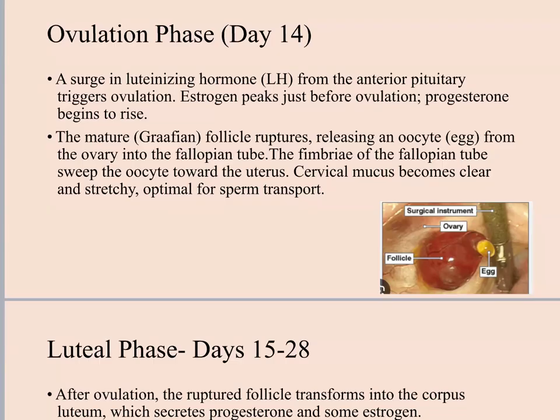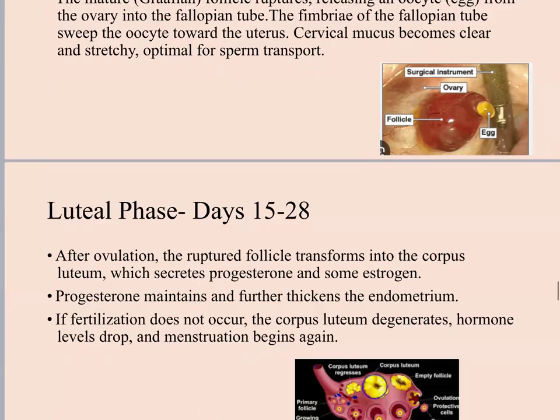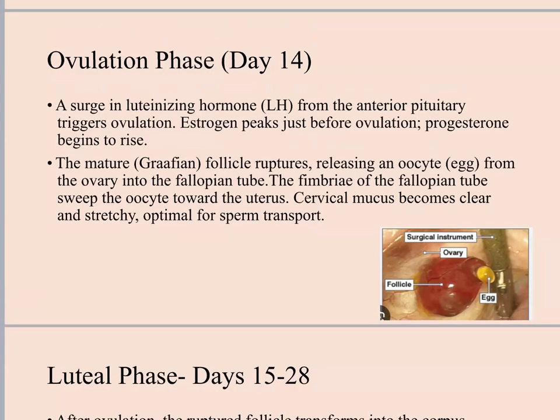And that egg, the oocyte, gets released into the fallopian tube. The fimbriae of the fallopian tube sweep the oocyte toward the uterus, making it closer to any sperm that have made their way in. And they would swim on through that clear, stretchy cervical mucus. So there's that. Day 14 is definitely textbook ovulation day.